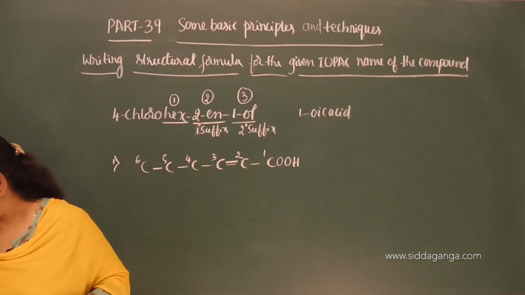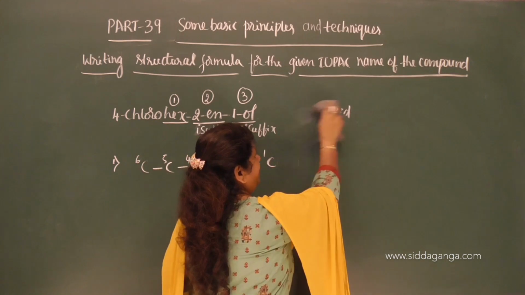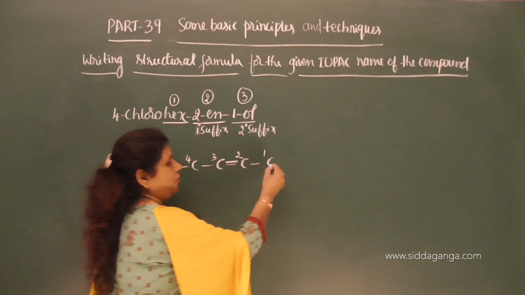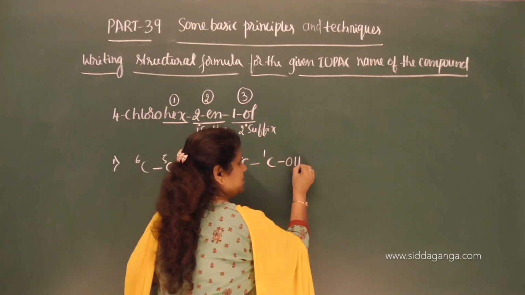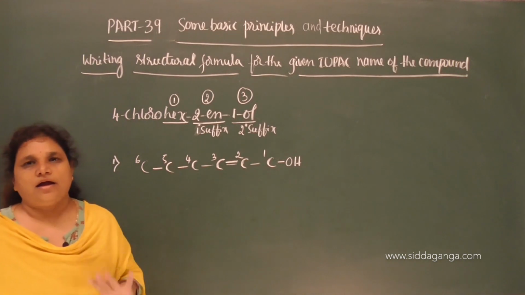Now in the given name, what is there? What is the secondary suffix here? It is OL. Therefore the functional group here is OH. We write it separately because the functional group does not contain carbon.